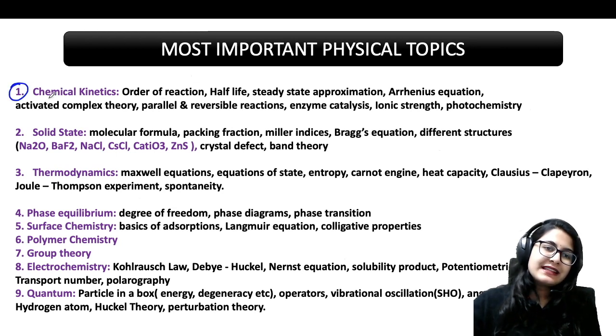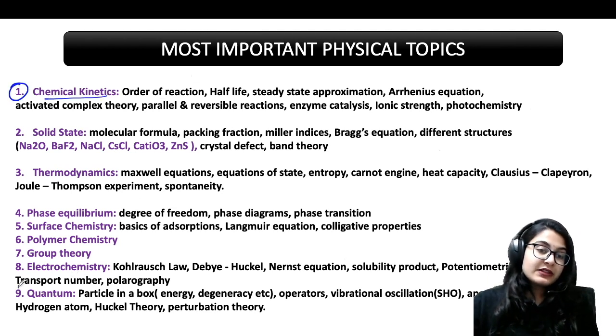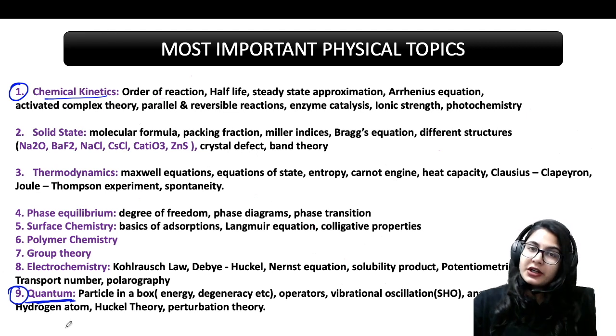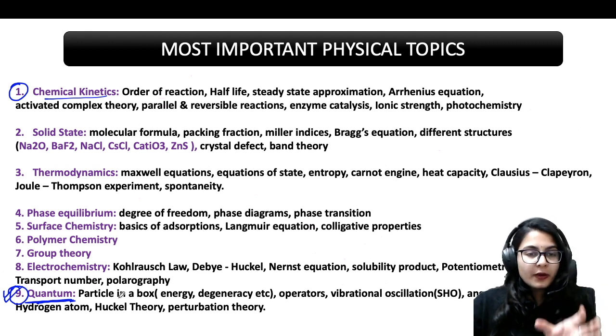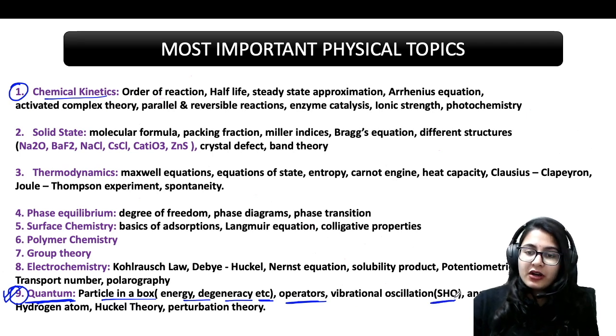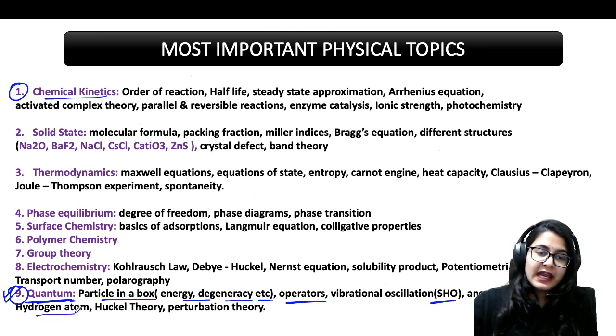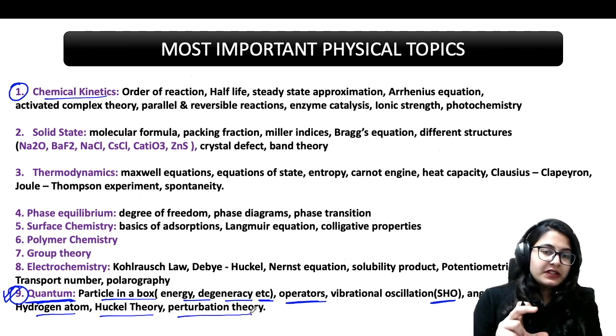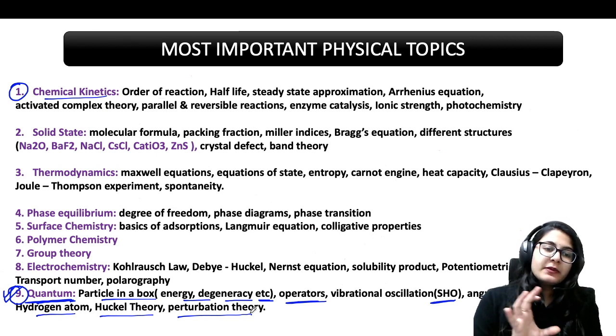First thing, don't skip chemical kinetics. अब जो देखो सबसे ज़्यादा scoring topic है वो मैंने सबसे last में लिखा है quantum, because a lot of students like to do quantum and some people have not done quantum at all. So this is a very scoring topic, quantum. What are the topics which are asked? Particle in a box, energy, degeneracy, and probability, etc. The types of operators, your simple harmonic oscillation, angular momentum, hydrogen atom, Huckel's theory, and perturbation theory. ठीक है, so all of these are important topics which are being asked from quantum.